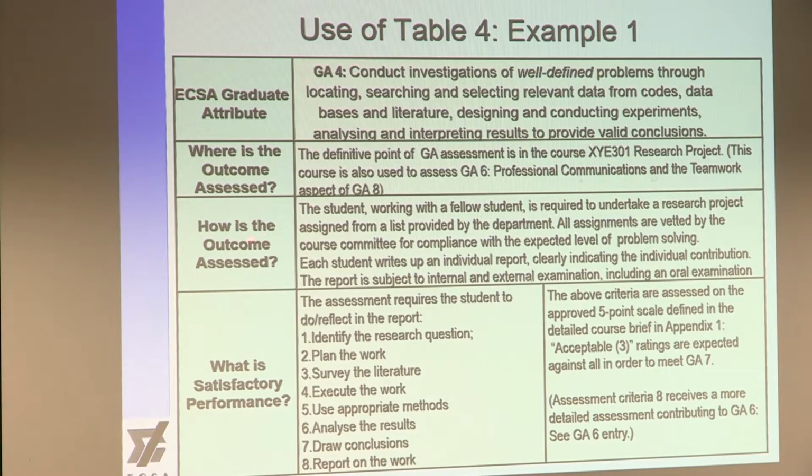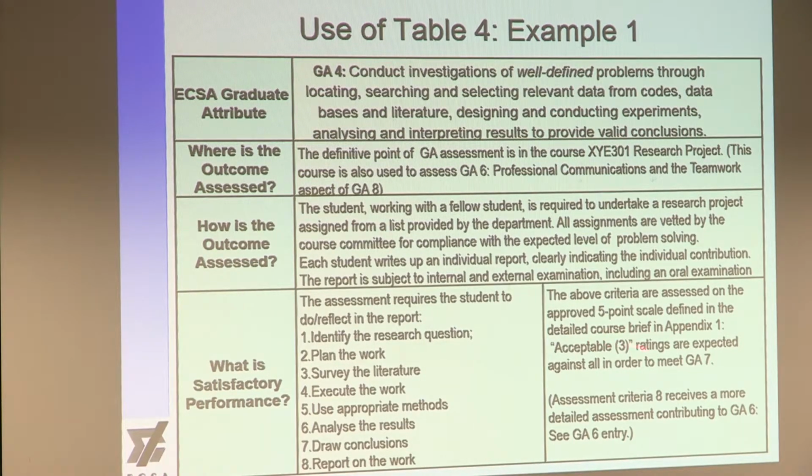Now this is just to tell you the how part of it. What is a satisfactory performance? The assessment requires the student to reflect in the report: identify the research question, plan the work, submit the future, execute the work, use appropriate methods, analyze the results, draw conclusions, report on the work. The above criteria are assessed on the approved 5-point scale, defined in the detailed course brief in Appendix 1. Acceptable 3 ratings are expected against all in order to meet graduate attribute 7.